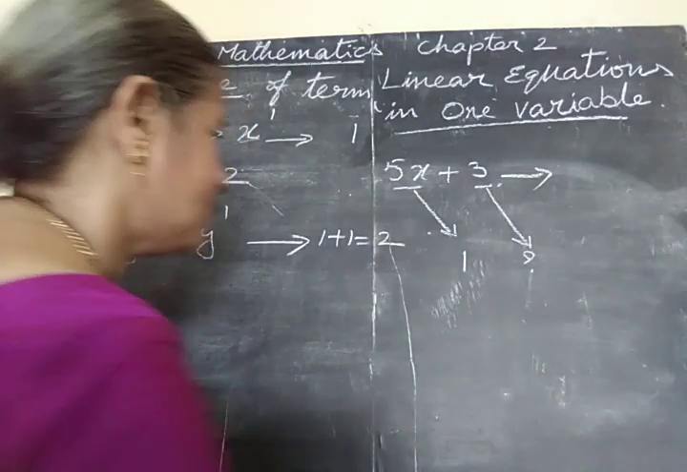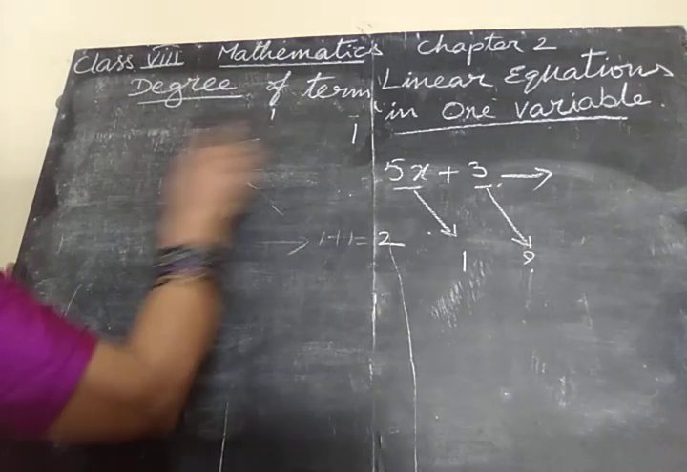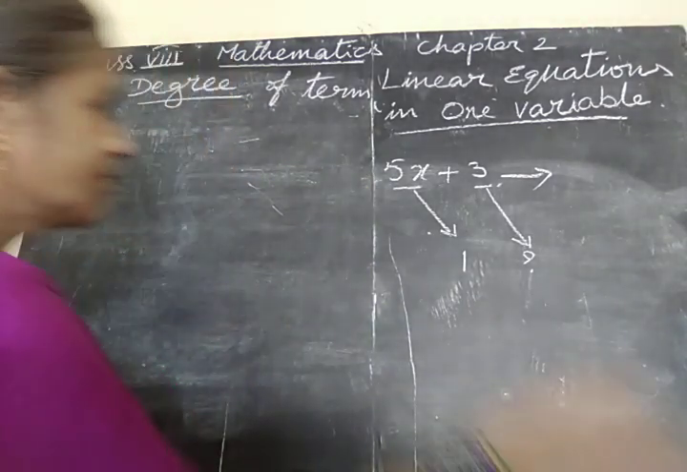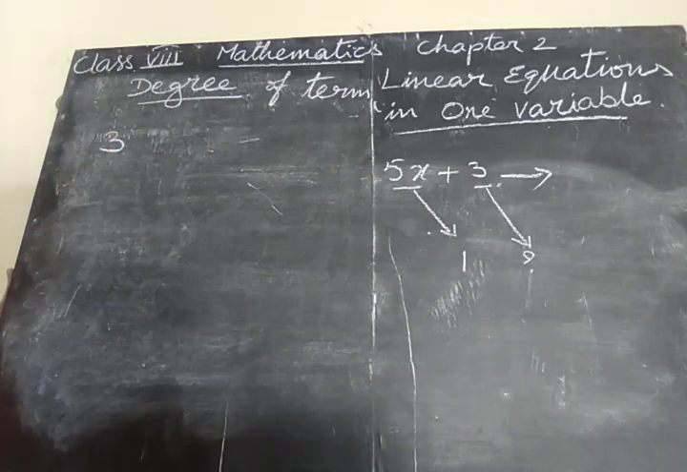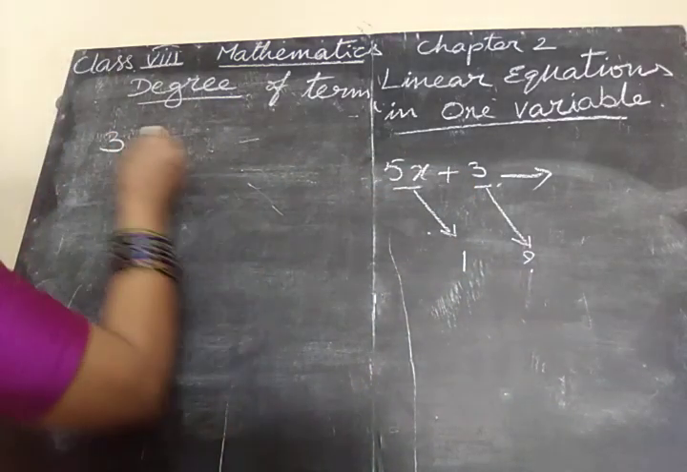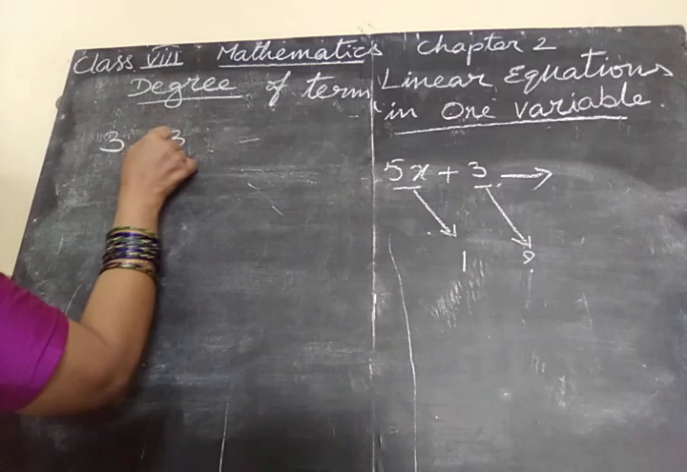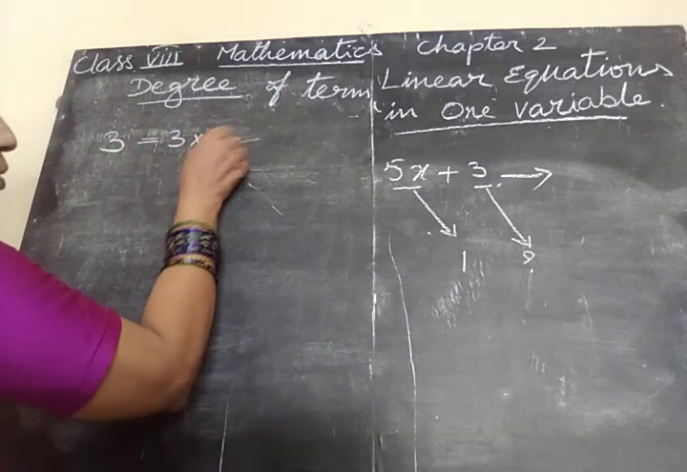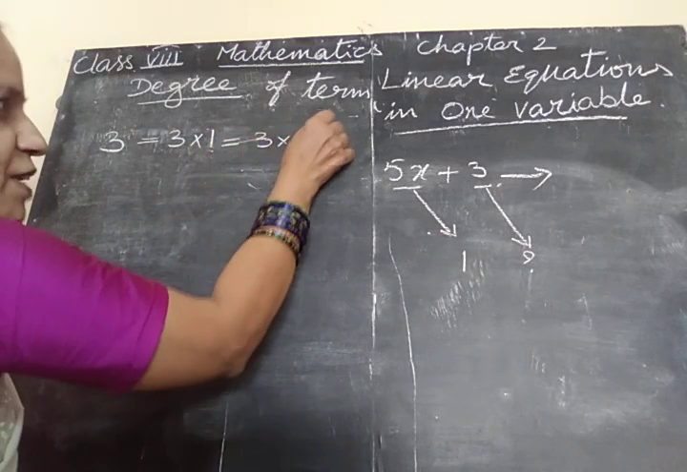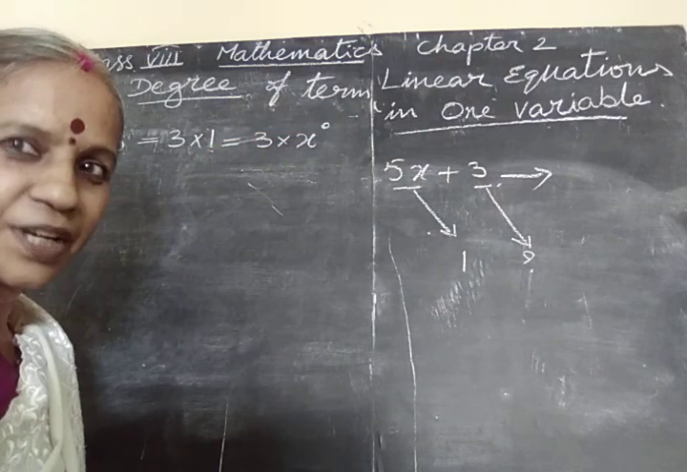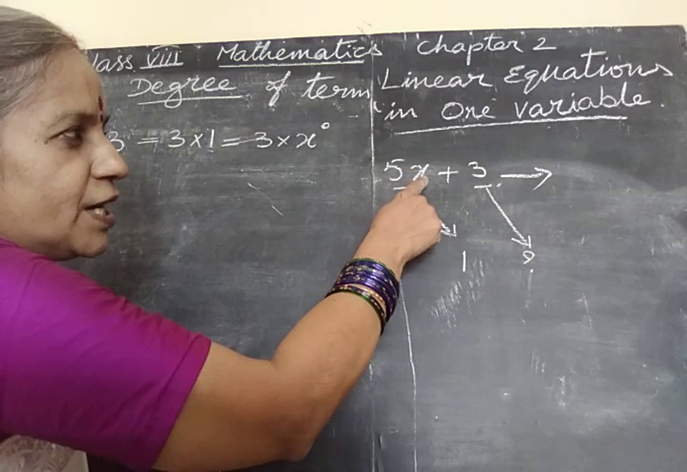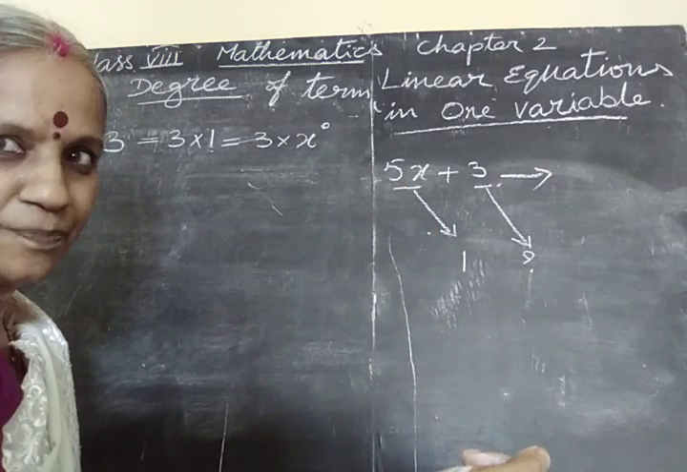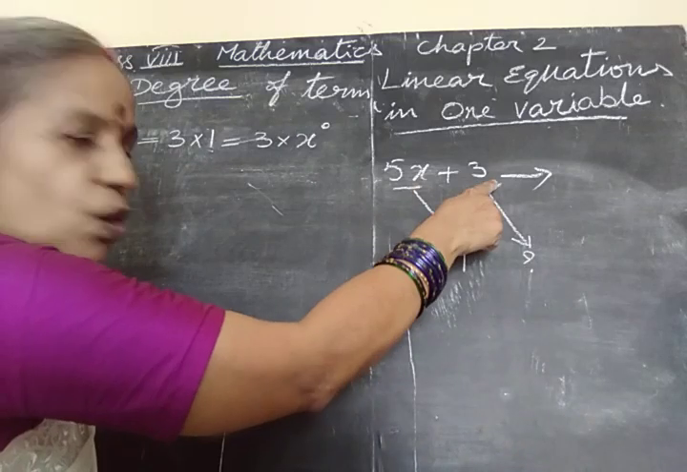For a constant term, what is the degree? Degree of 3 we need. See, 3 you can write as 3 into 1, isn't it? And 1 you can write as x power 0. So 3 is 3 into x power 0. Here degree means what actually? The exponent of the variable is called the degree. Understood?